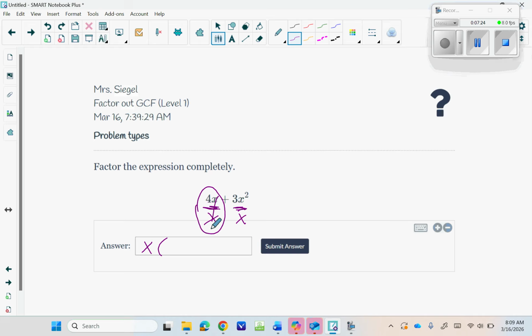So again, these cancel. I already have a 4 there, so I don't need to leave the 1 as filler. So it's just going to be 4 plus, and then I have, let's see, 2 x's on top, 1 x on bottom. So I'm going to be left with 1 x. And so my final answer is going to be x times parentheses 4 plus 3x. Okay, I think that's all.